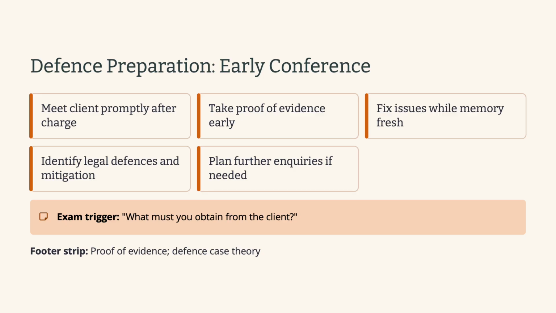Third, obtain their proof while their memory is very fresh. The closer to the alleged offense date, the more reliable and detailed the account will be, so delay prejudices the defense. Fourth, use this conference to identify potential legal defenses and possible mitigation. Are there defenses like self-defense, necessity, or duress? Even if no defense exists, what mitigation can you advance for sentencing?